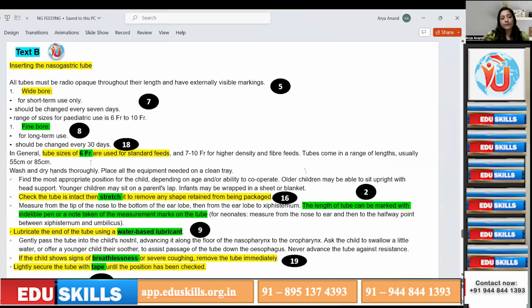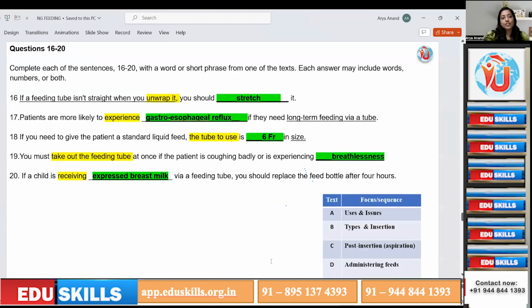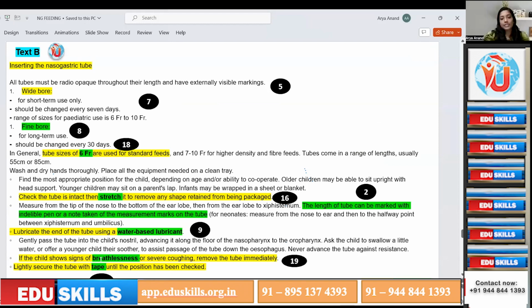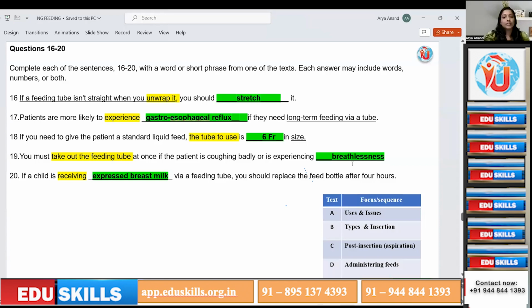Here they have mentioned you must take out the feeding tube first. In the final part of the sentence, remove the tube immediately. If the child shows signs of breathlessness or severe coughing, remove the tube immediately. So signs of what? Breathlessness, or experiencing signs of breathlessness. That means experiencing breathlessness.